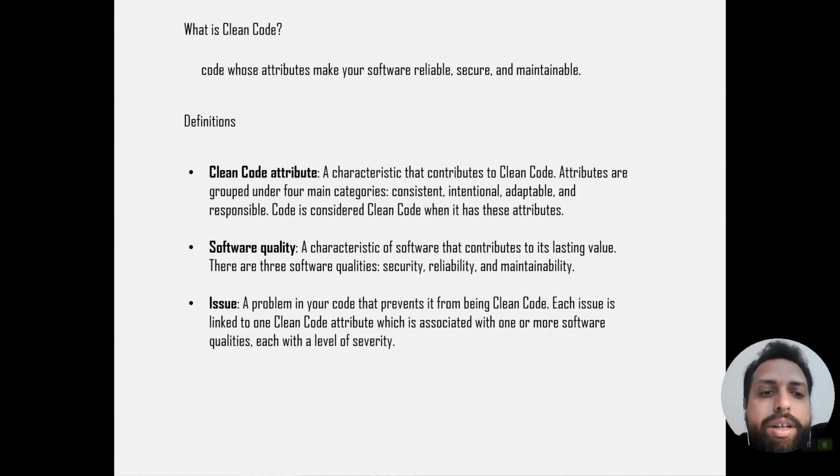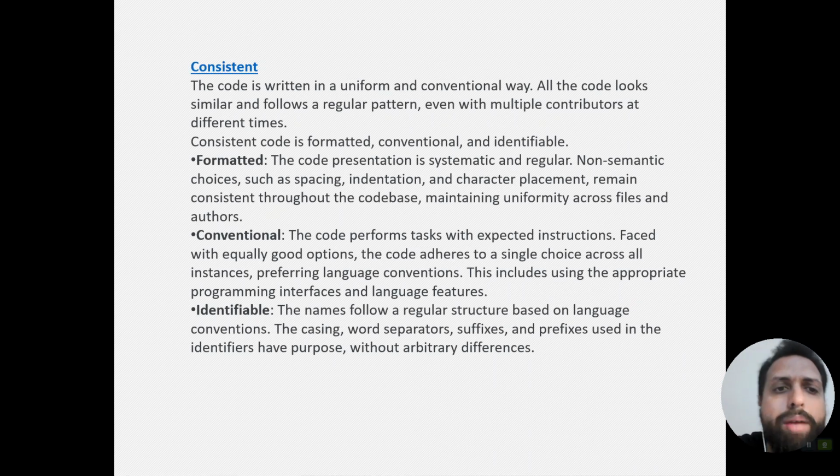An issue is always linked to code attributes. It's obvious and it prevents software quality. But some of them have different levels. For example, each level of severity can make your software quality higher or lower. So let's jump into the code attributes.